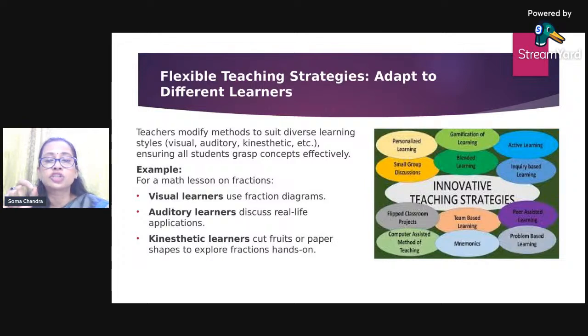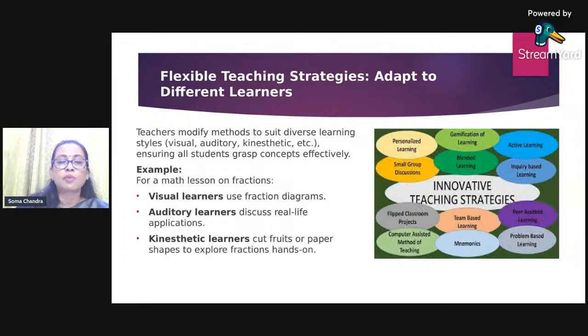Your key strategy should be modifying content, process, and assessment based on student needs, incorporating visual, auditory, and kinesthetic learning, providing support and gradually increasing the complexity, that is scaffolding. Your approach should be student centric, encouraging inquiry, collaboration, and self paced learning.